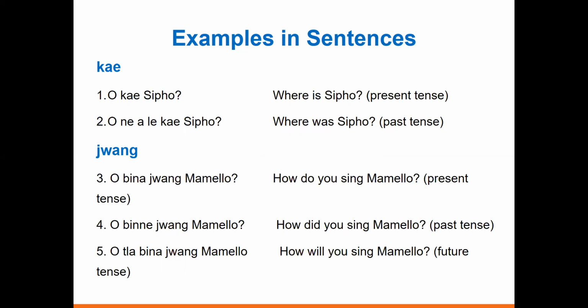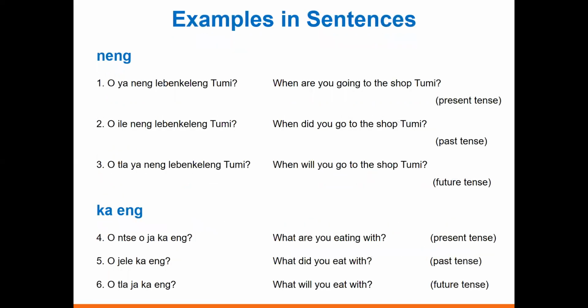Jwang, o bina jwang mamello, o binne jwang mamello, o tla bina jwang mamello. So for jwang, for instance, it does not undergo any morphemic change, but the change occurs in the verb. So the verb itself, we express in the past tense to denote the past tense in that particular example.